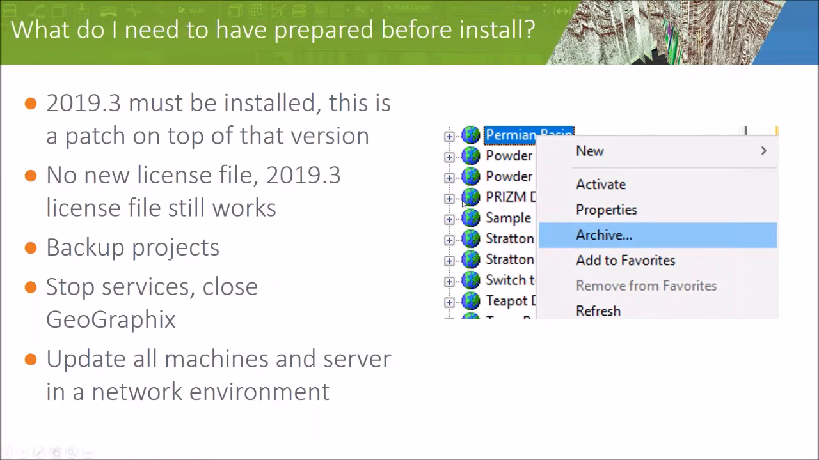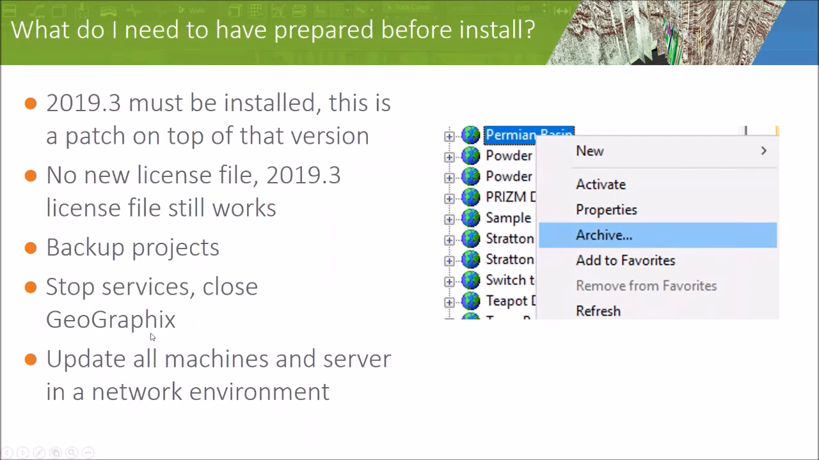You can either back up projects one at a time to the archive option in Project Explorer, or you can simply make a copy of your project folder or zip your project folder and have that stored someplace safe as well, as opposed to doing one project at a time for the archive option. Make sure the services are stopped and GeoGraphix is closed.